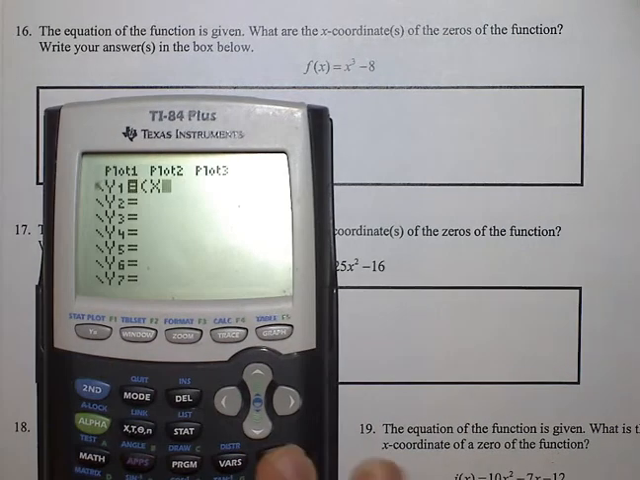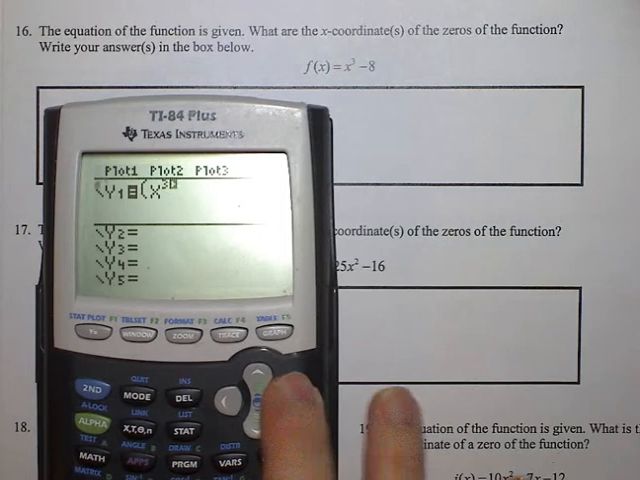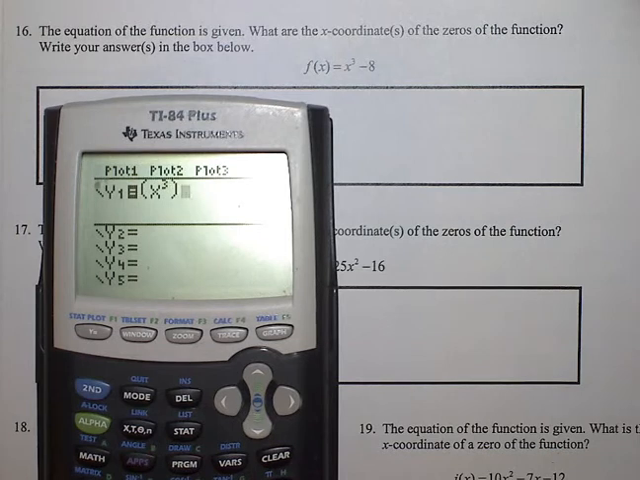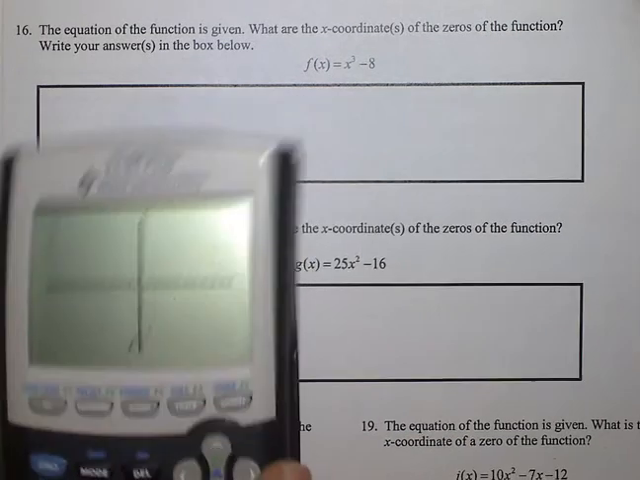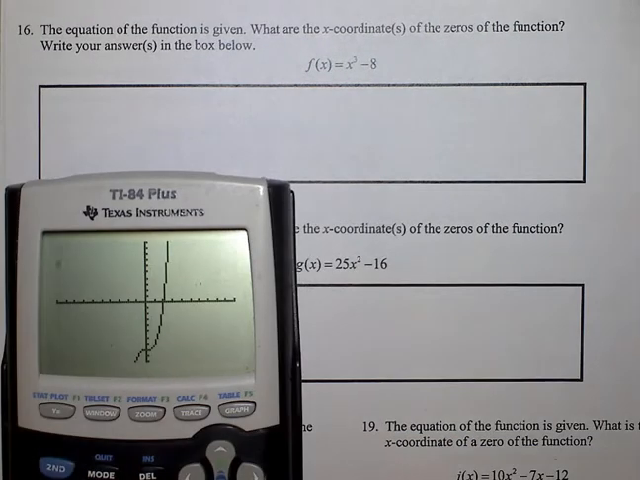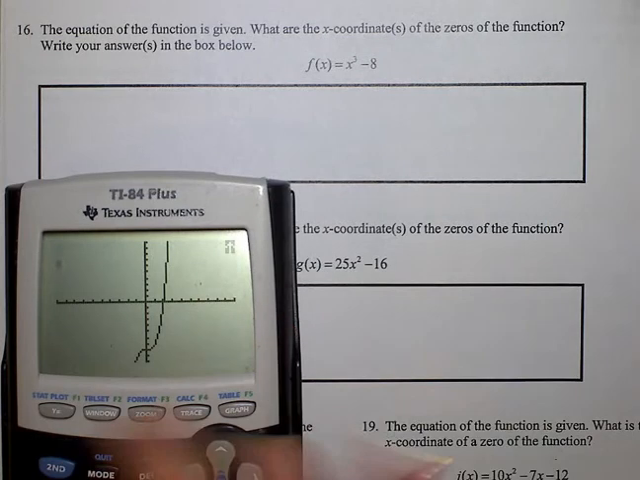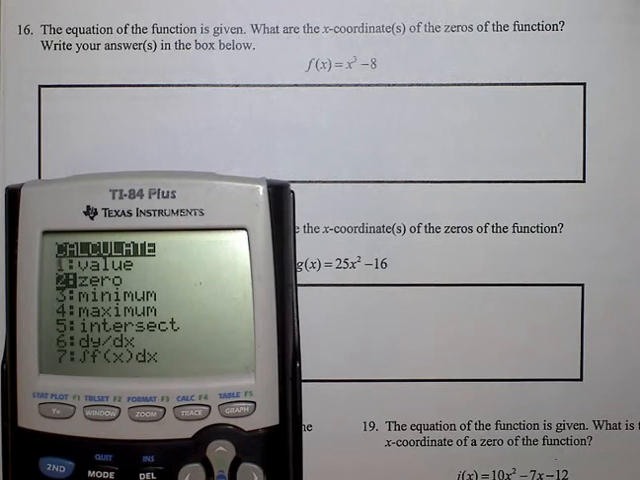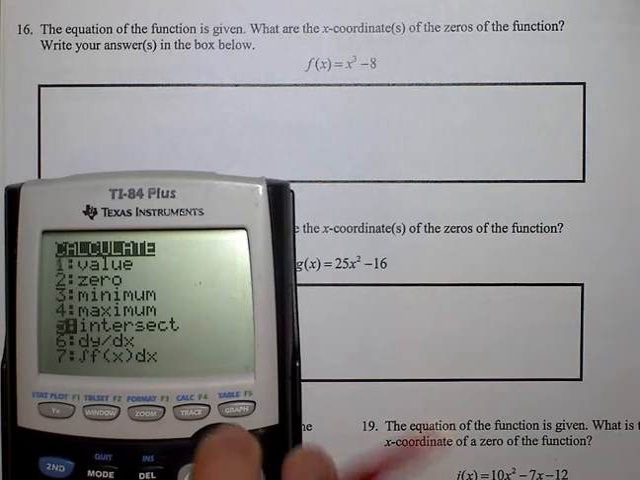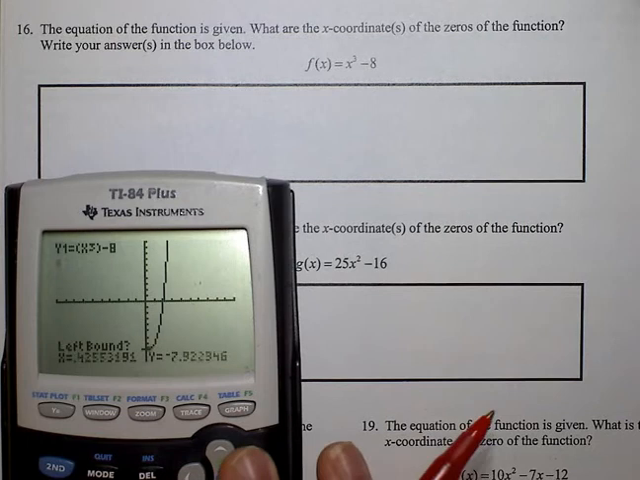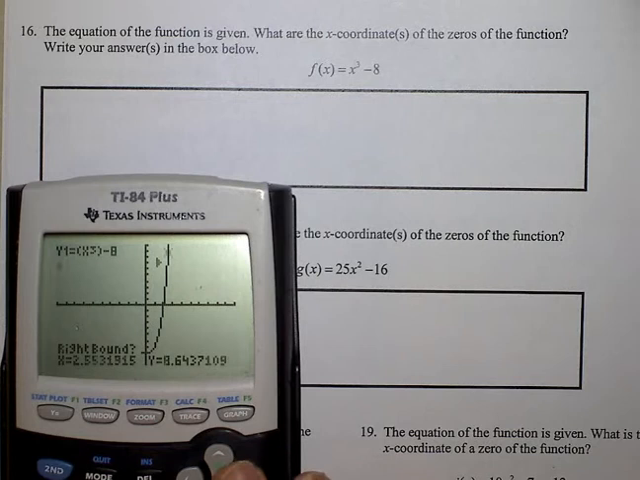So I have x to the third, in parentheses, subtract 8, and let's graph it. How many x-intercepts do I have? I have 1. Let's find out the exact coordinates by going second trace 0. And I'm going to go up, and left bound means slightly below. Right bound means slightly above. And coming back to, I am not finding hint here. Where am I? There I am.